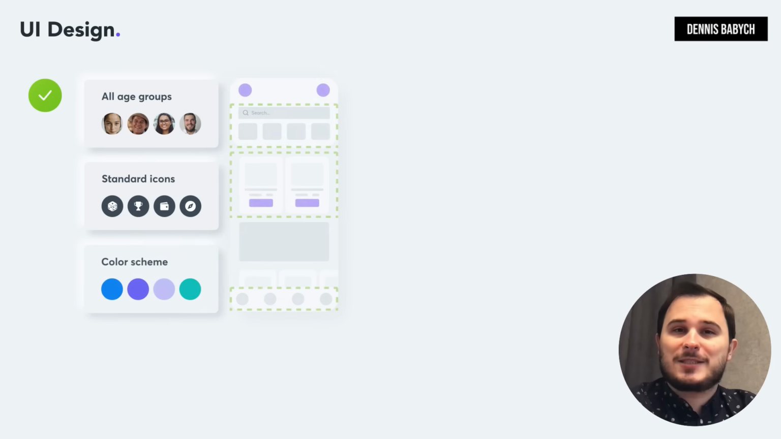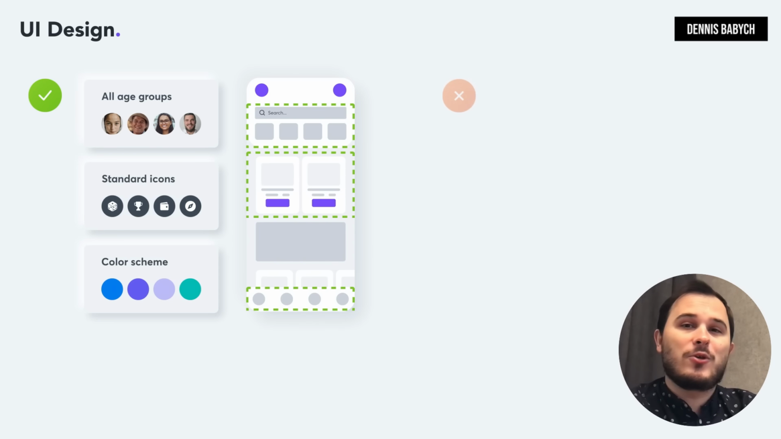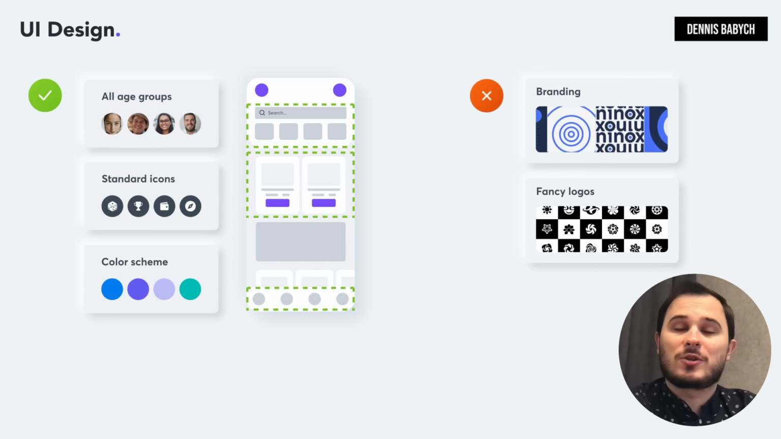There are two key aspects to consider. Firstly, the UI design should cater to users of all age groups, so the UI should be modern but not too fancy. Secondly, and most crucially, your UI design should be intuitive and follow industry standards. Forget about branding, fancy logos, and other visual design nonsense.